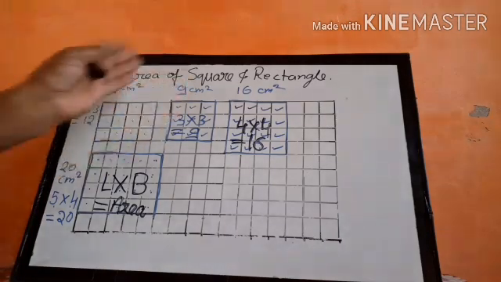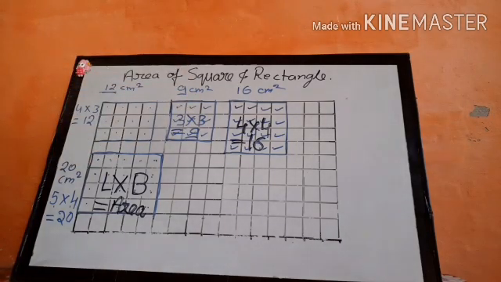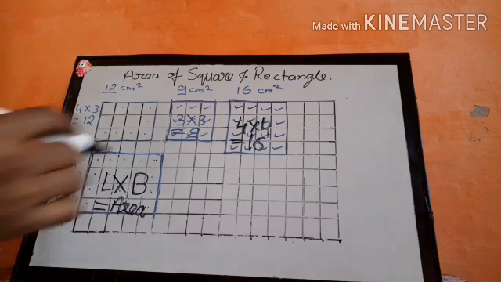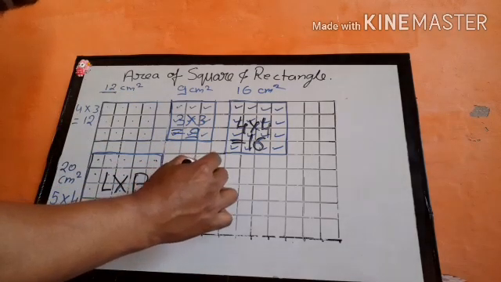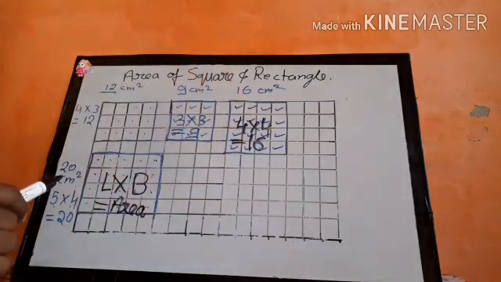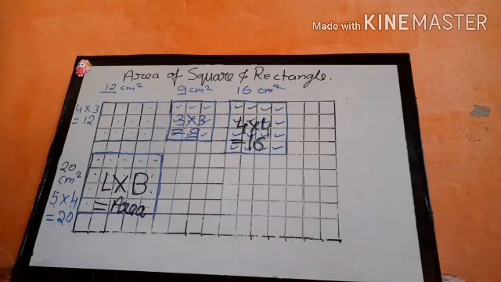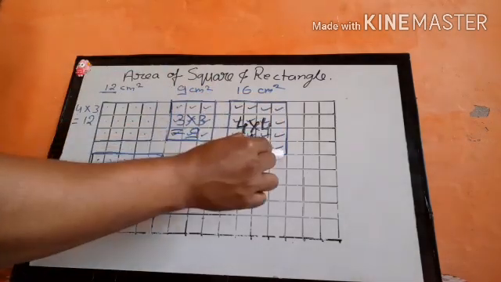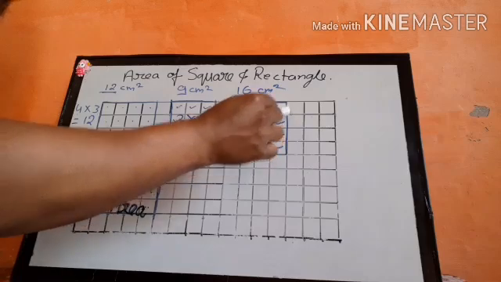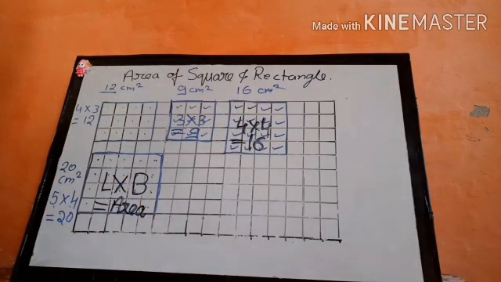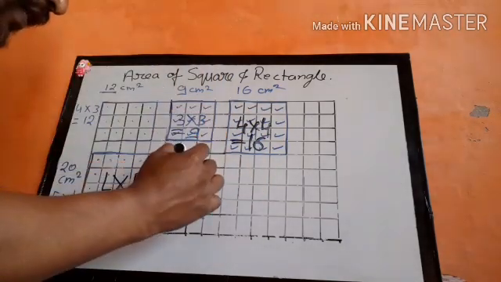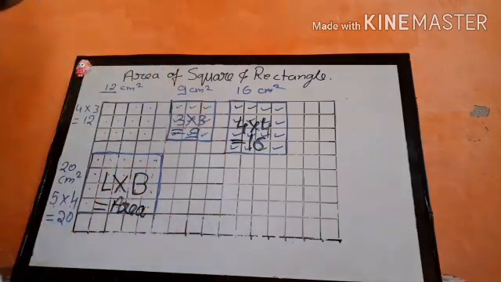So by this activity we come to the conclusion that the area of the square is equal to length into width. Since the length and width of this square are equal, so in place of length and width, we will say side into side. This is the side and this is the side. Length is also side, width is also side. So use these words. So the area of square equal to, let's take one more square.